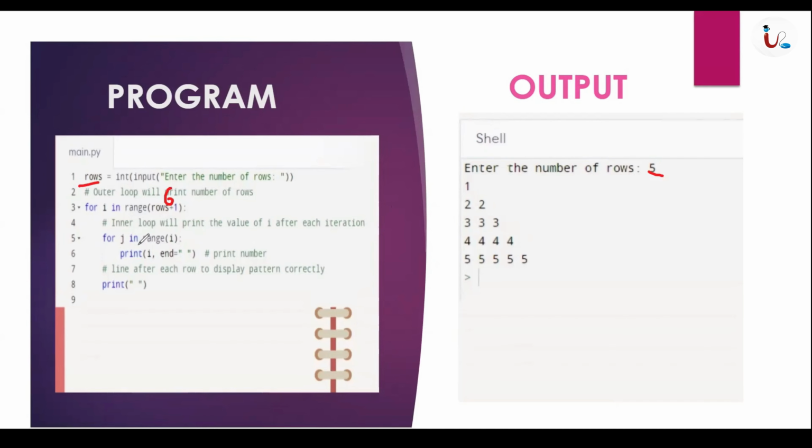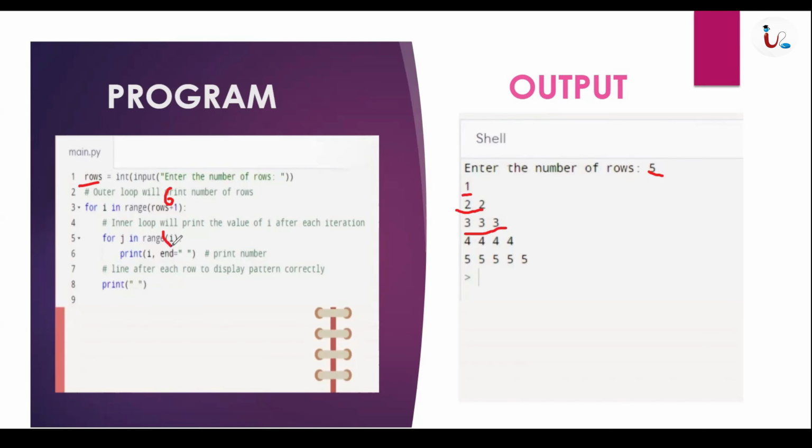Now for j in range i. Whenever i is 1, we are printing 1 for 1 time. Next execution, when i is 2, for j in range 2, 2 times we are printing 2. Then when i becomes 3, 3 times we will be printing 3.